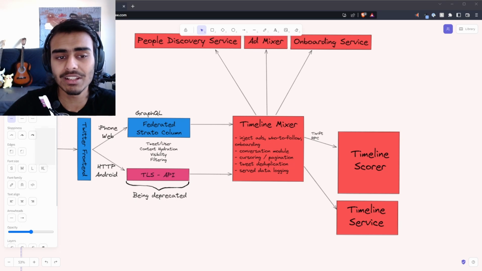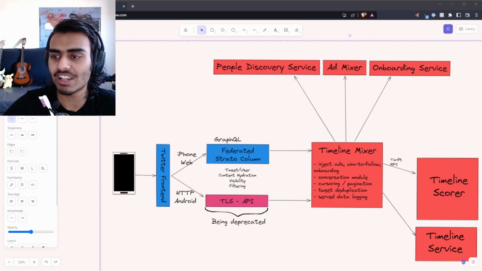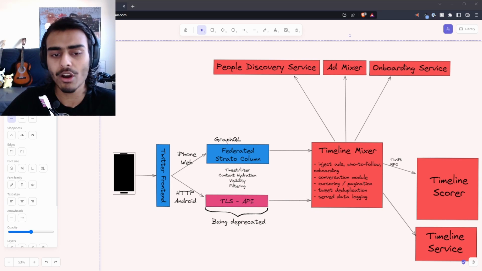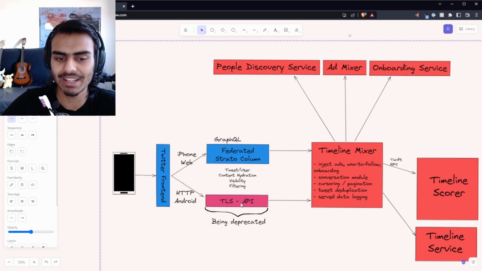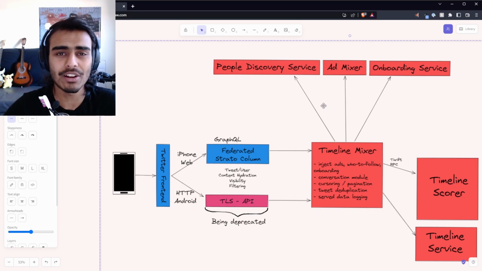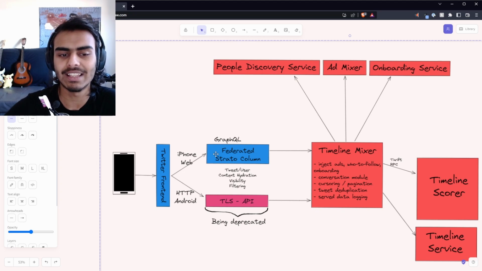And then we get to this part here, which is how all of this data gets served to the front end directly. Now, obviously, we have their older TLS API, which they're deprecating in favor of the new GraphQL API. The GraphQL API here uses another technology called Strato or StratoQL. StratoQL is pretty similar to GraphQL, but the purpose of StratoQL is much different. GraphQL is supposed to be used for client-server communications like we have here.